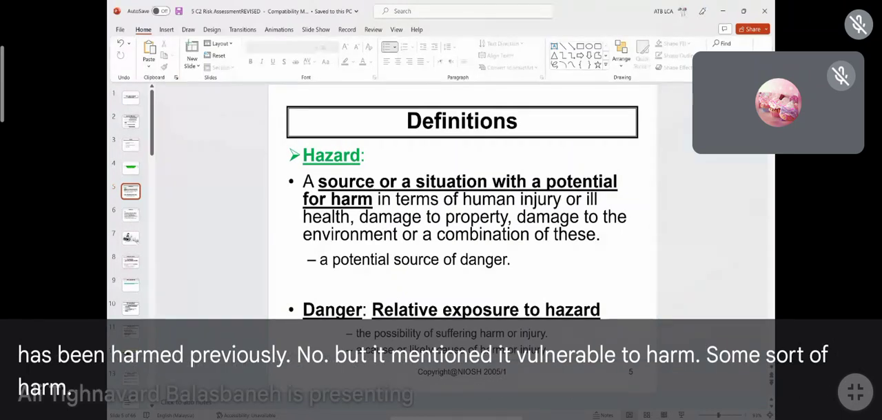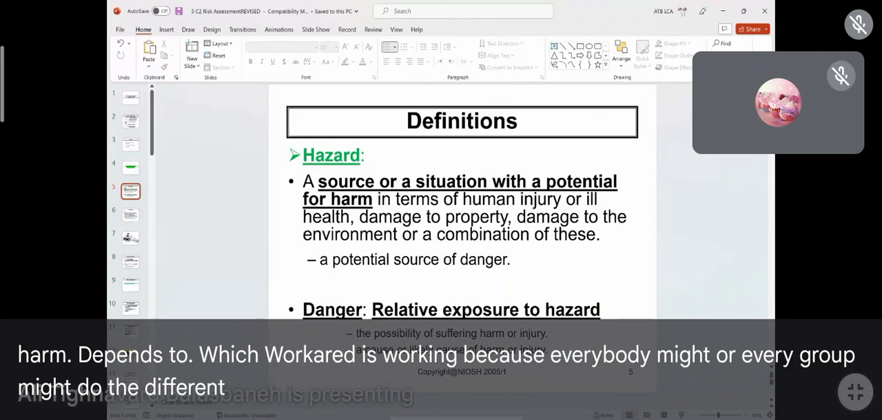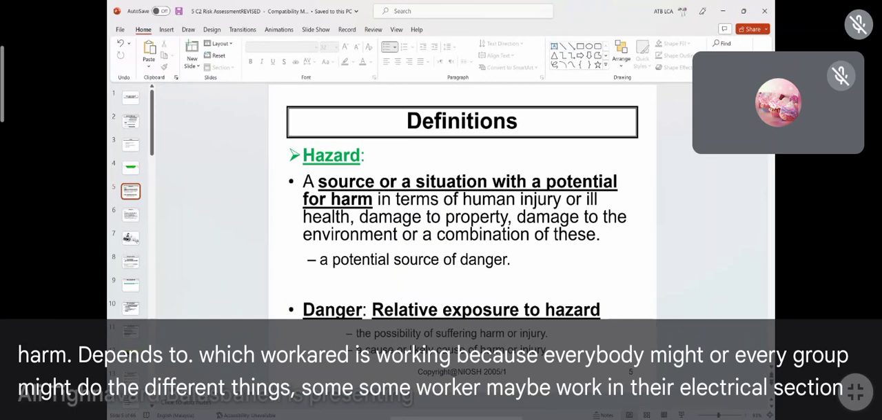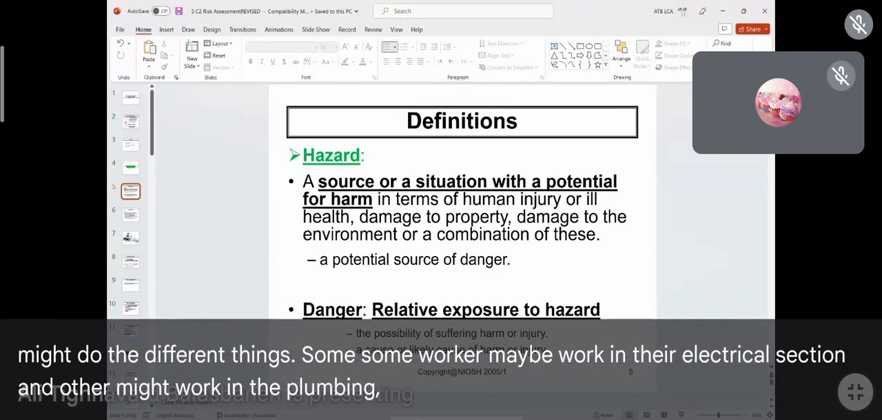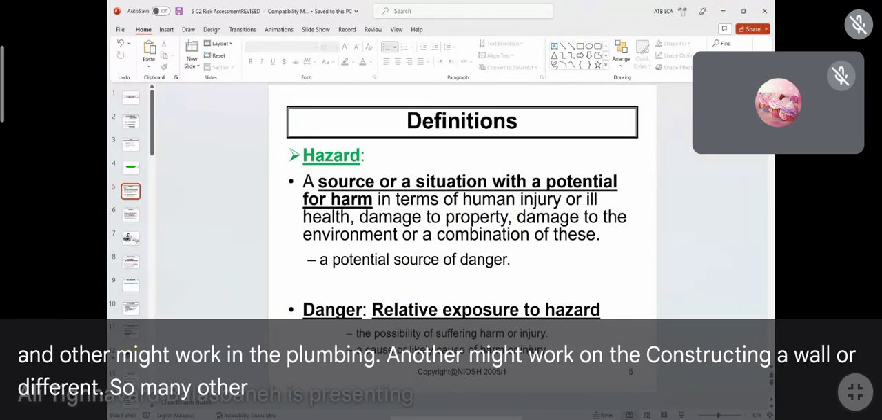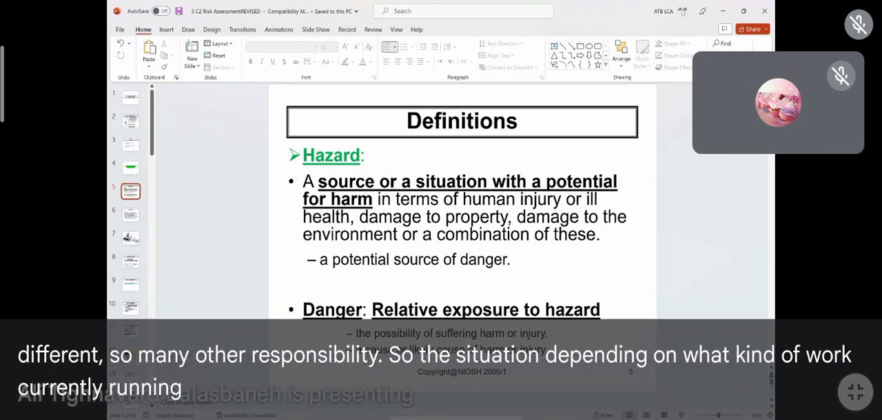It depends on which worker is working, because every group might do different things. Some workers may work in the electrical section, another in the plumbing, another on constructing a wall, and many other responsibilities. So the situation, depending on what kind of work is currently running, is vulnerable to harm.